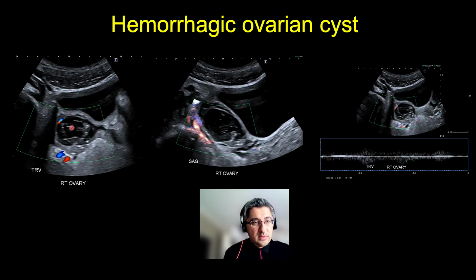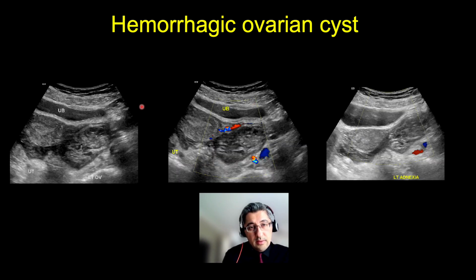Another patient with internal reticular pattern, no solid component, no vascularity, typical for hemorrhagic ovarian cyst. And if your sonographer is good, they can show you flow along the splayed ovarian tissue.